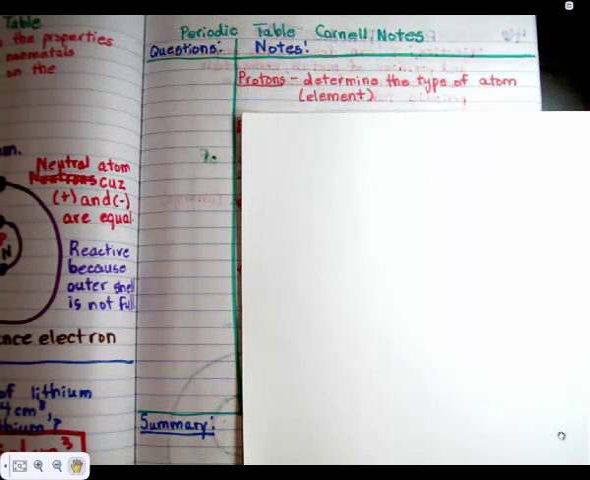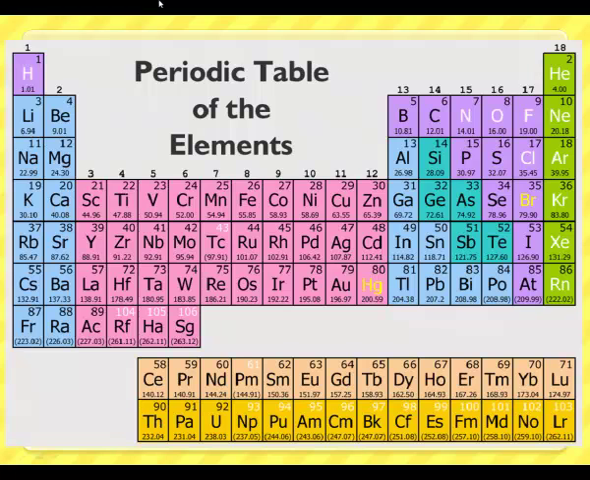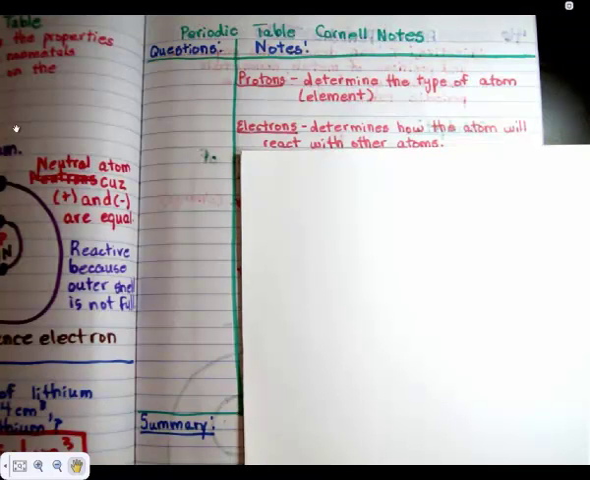First, we need to remember that protons determine the type of atom or the type of element it is. For example, if an atom has one proton, it is hydrogen. If an atom has 3 protons, it is lithium, and so on. Electrons determine how the atom will react with other atoms.